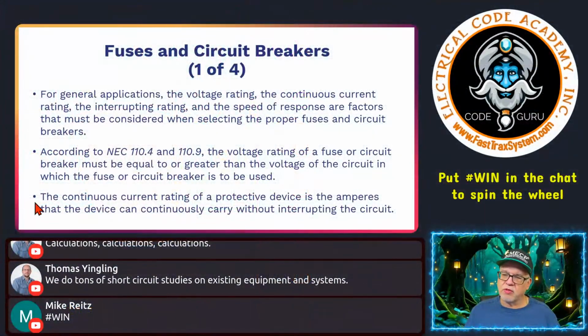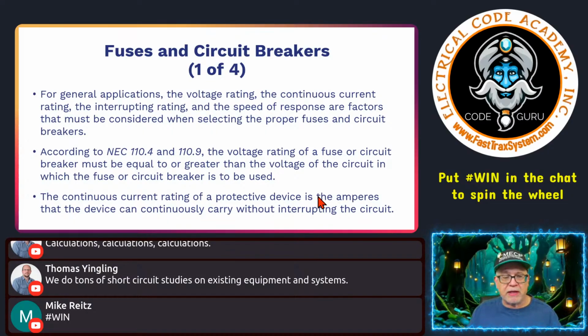All right, so the continuous current rating of a protective device is the amperes that the device can continuously carry without interrupting the circuit. If it is a 100% rated breaker and it's rated for 20 amps, it can carry a 20 amp load on it indefinitely, and it's not going to affect it.